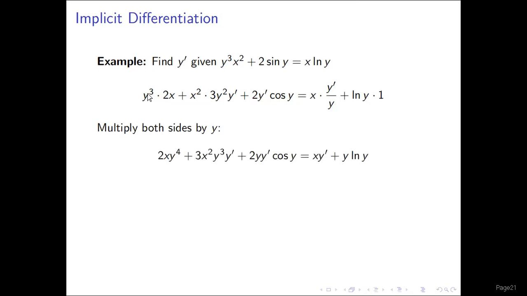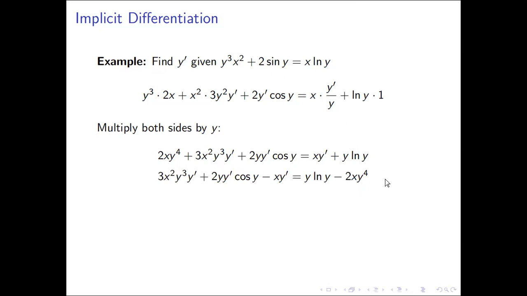So here we multiply by y, that becomes y to the fourth. y squared becomes y cubed. And then here you have 2 times y. And then here y cancels out, so just x y prime. And then a y here. So no fractions appear in this line. And then collect all terms with y prime on one side. We have this equation. Of course, all other terms will be on the other side.